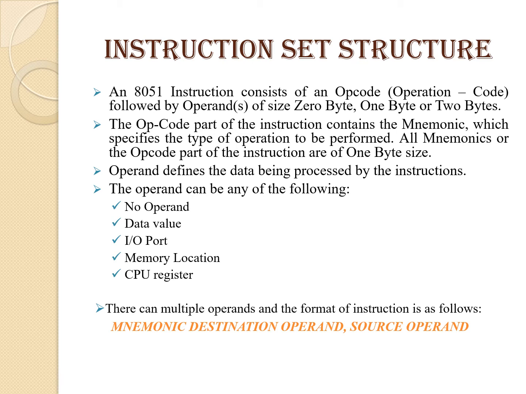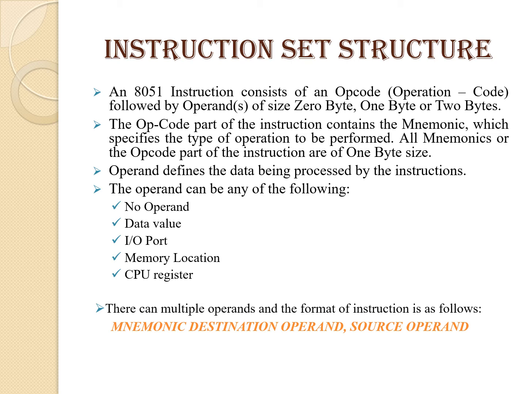An 8051 instruction consists of an opcode. The opcode means the operation code, which should be followed by operands of size 0 byte, 1 byte or 2 bytes. 1 byte is equal to 8 bits. The opcode part of the instruction contains the mnemonic which specifies the type of operation to be performed. All mnemonics, or the opcode part of the instruction, are of 1 byte size.